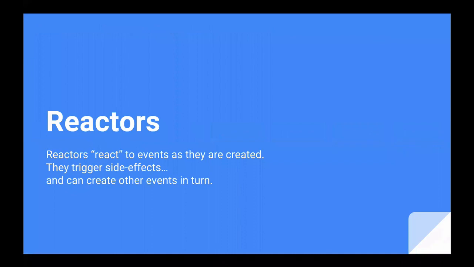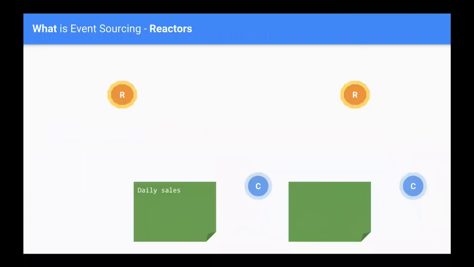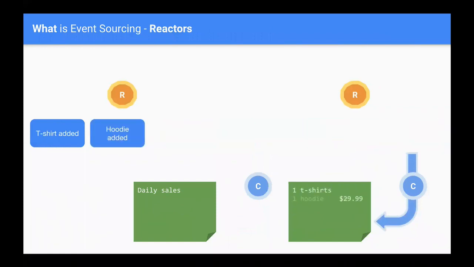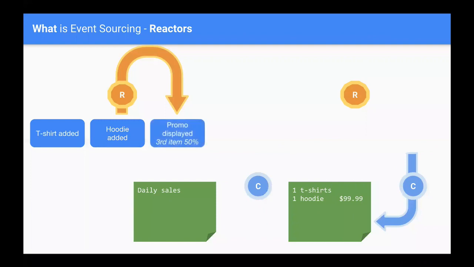And last but not least, reactors. Reactors react to events as they are created, and they can trigger side effects and create other events in turn. We have 2 reactors at the top. We do that again, T-shirt added, perfect. Hoodie added. And then we have a reactor up there that reacts to hoodie added. So basically this reactor must have an internal state that checks how many items you have in a cart. And as soon as you have 2 items, it will display the promo and create an event to mention that the promo has been displayed.